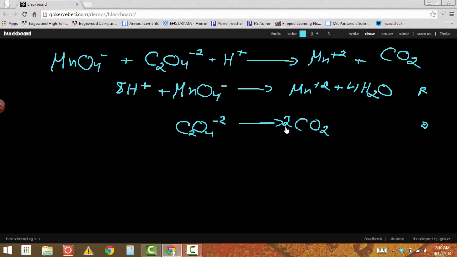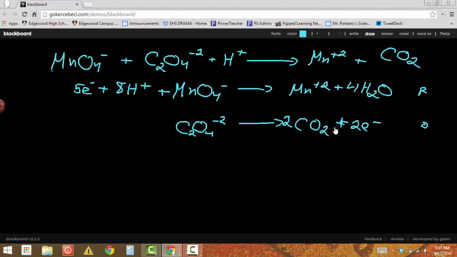Next step, balance the charge. So once I've balanced the hydrogens and oxygens, I need to balance the charge. The way I balance the charge is by adding electrons to the side of the half reaction that's more positive. So up here I have 8 positives and 1 negative. That's 7 positives up here. And on the right-hand side I only have 2 positives. So I need 5 electrons over on the left of this reaction, and that will make the charge on both sides plus 2. Down here, my total charge on the left is minus 2. My total charge on the right is 0, so I'm going to add 2 electrons down there.